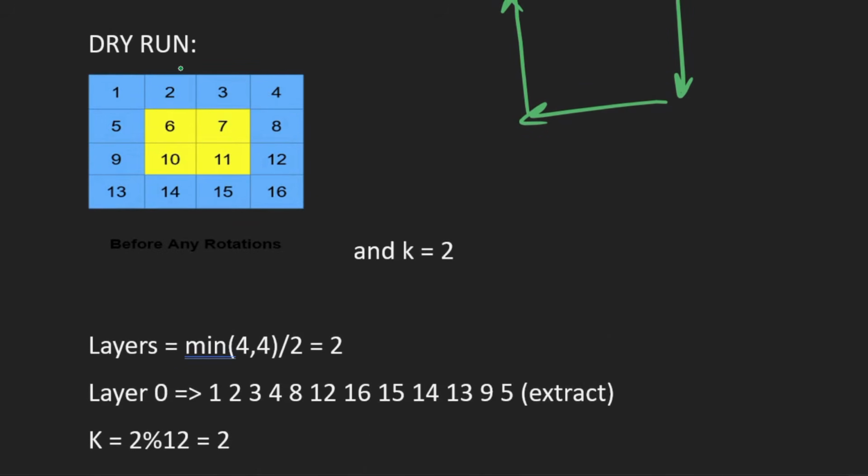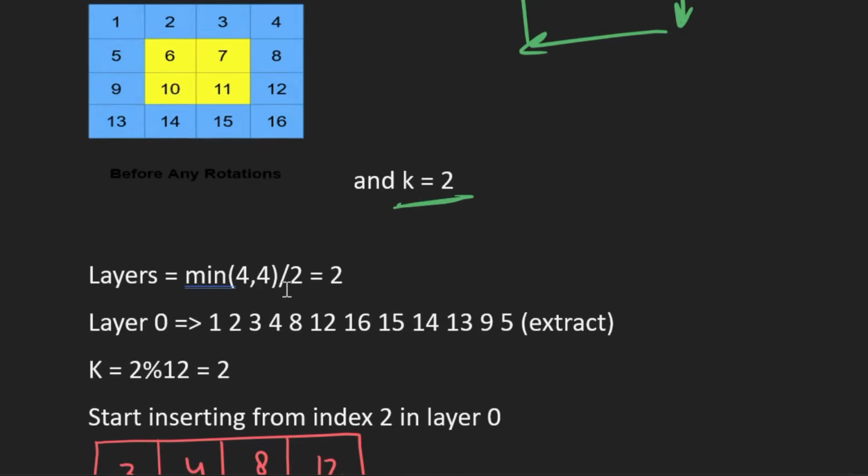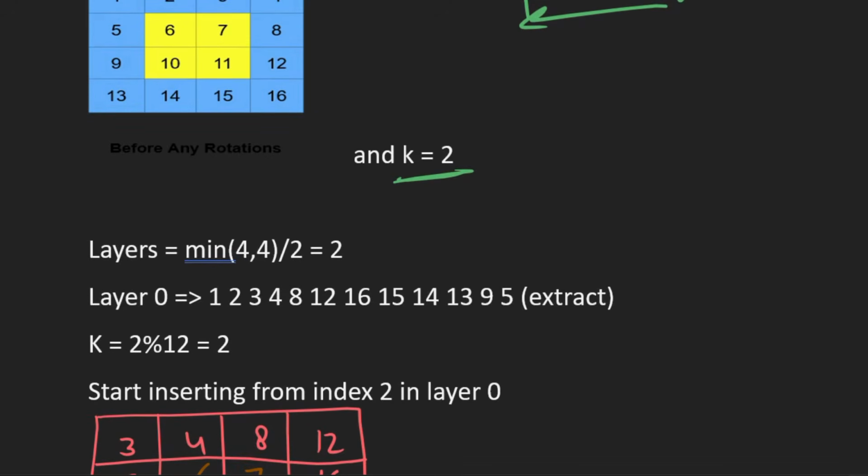This is the same example, and here k is equal to 2. First we find the number of layers. Layers is the minimum of rows and columns divided by 2. Rows is 4, columns is 4, and we divide by 2, we get 2. So 2 layers are there, and we can see in the example we have 2 layers. First we extract layer number 0. So we get 1, 2, 3, 4, 8, 12. So we get this layer.